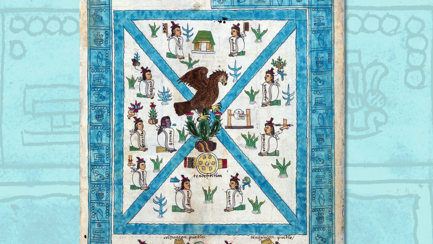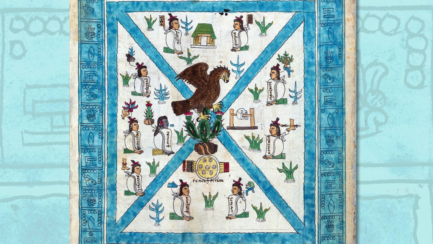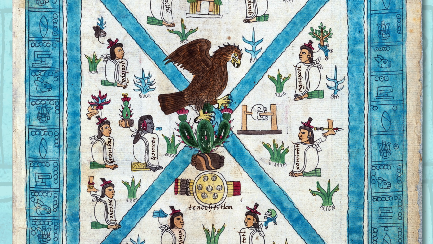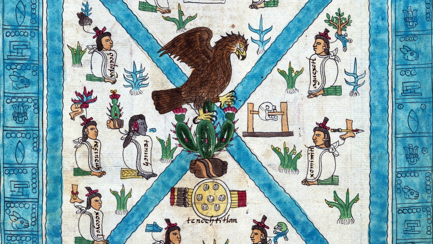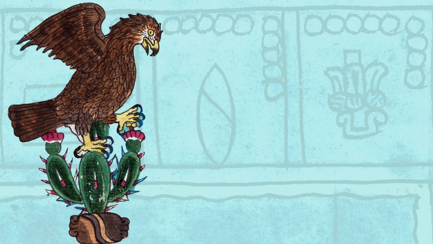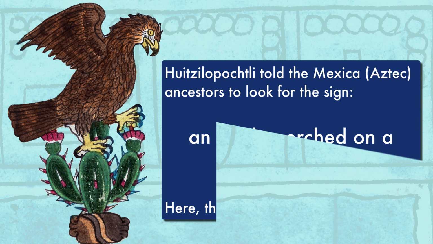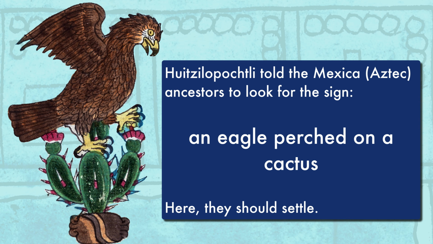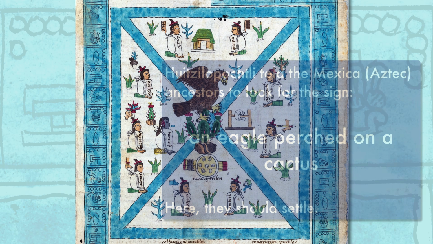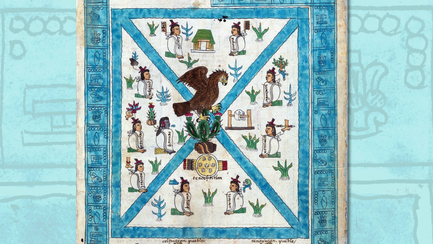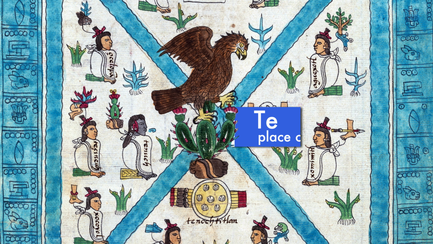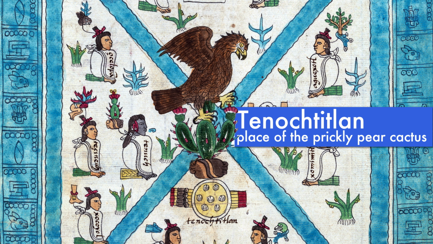This image also refers to the city's foundation. In the center, you can see an eagle perched on a cactus growing from a rock. According to Aztec myth, their patron deity, Huitzilopochtli, instructed the Aztecs' ancestors to leave their homeland of Aztlan and settle in a place where they saw this sign. After hundreds of years of wandering, the Aztecs found the sign of the eagle on a cactus on an island in Lake Texcoco, where they built Tenochtitlan. Tenochtitlan literally means place of the prickly pear cactus.